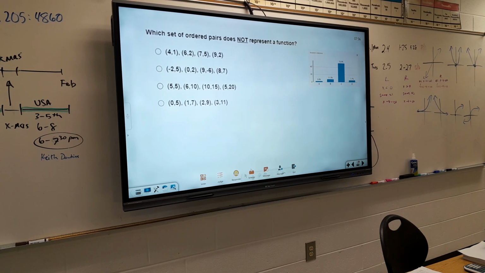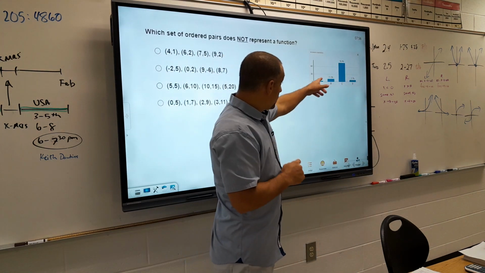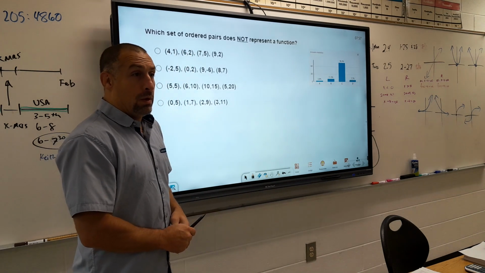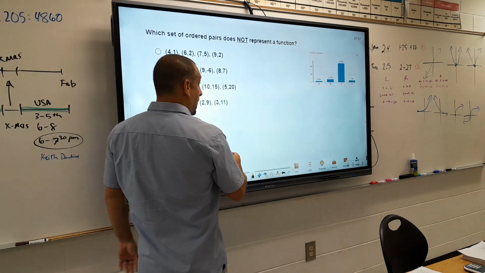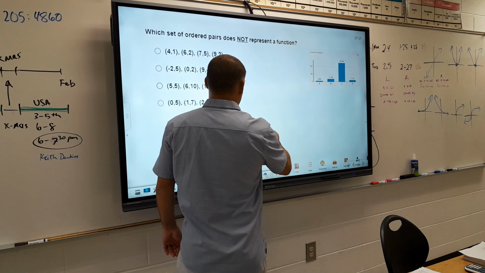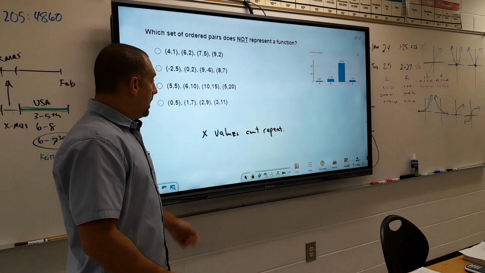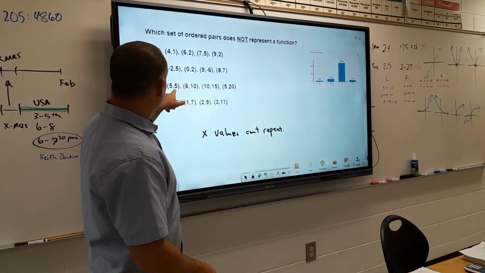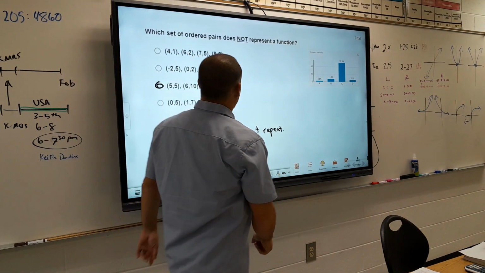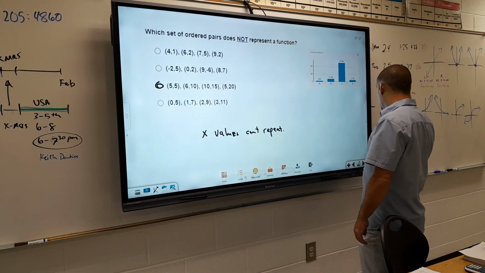All right, so question number one of the 15 question review, the class chose 77% C, which is not a function. The reason it's not is because the x values cannot repeat. You have a 5 and a 5, so that's why it's no good here. So this is the answer, C, for the x values can't repeat, and most kids chose that. All right, so let's go to the next question.